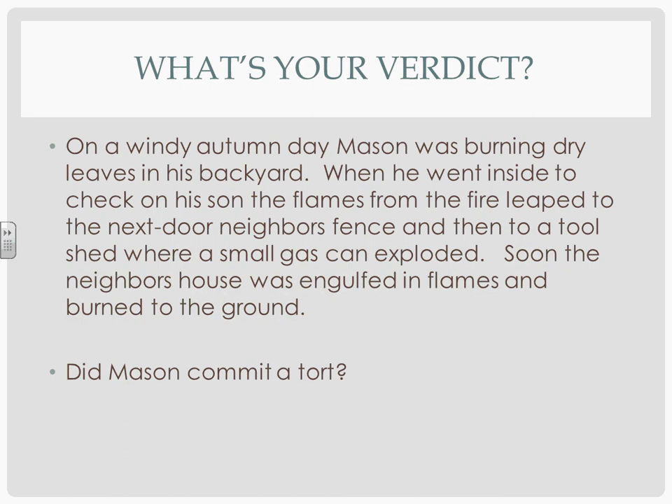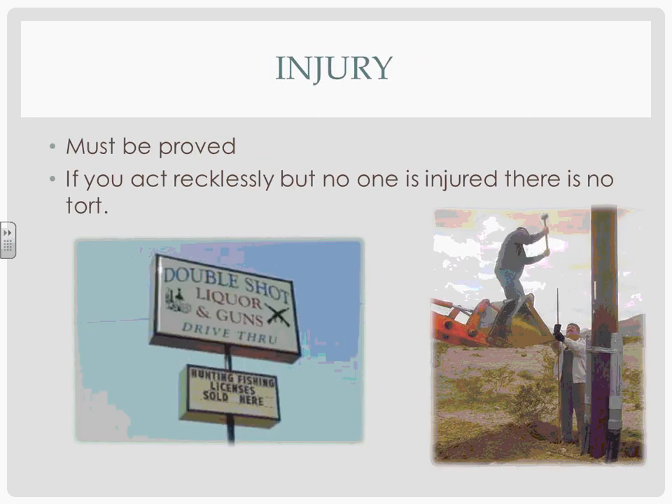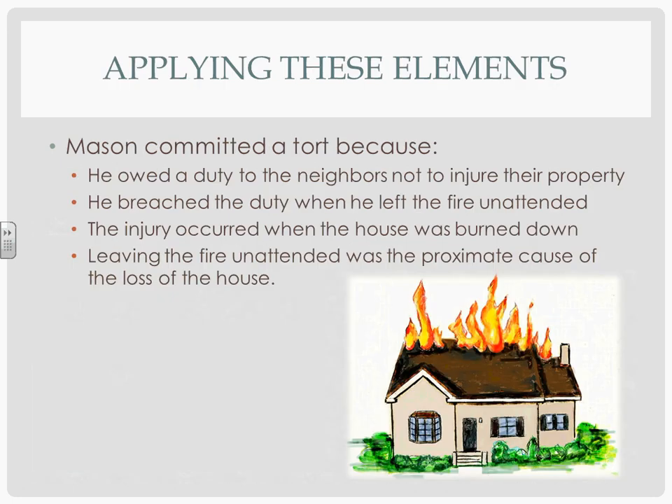Do we have injury? Yeah. The house, the property, very good. No injury to people, but the stuff is gone. All right, and lastly, do we have causation? Can we connect the dots between the duty, the breach, and the injury that occurred? Yeah, it's pretty clear. So that's just what this says. He owed the duty to the neighbors not to injure their property. He breached it when he left the fire unattended. The injury occurred when the house was burned to the ground, and leaving the fire unattended was the proximate cause. We can connect the dots with proximate cause for the loss of the house.